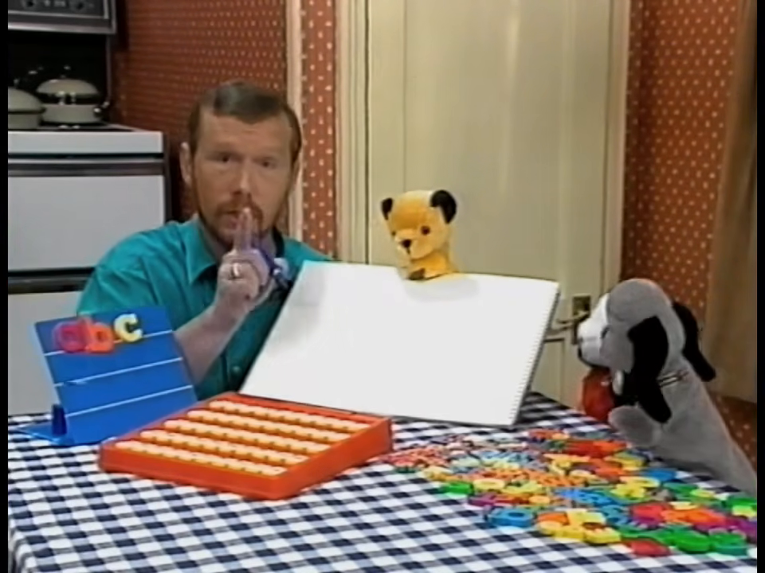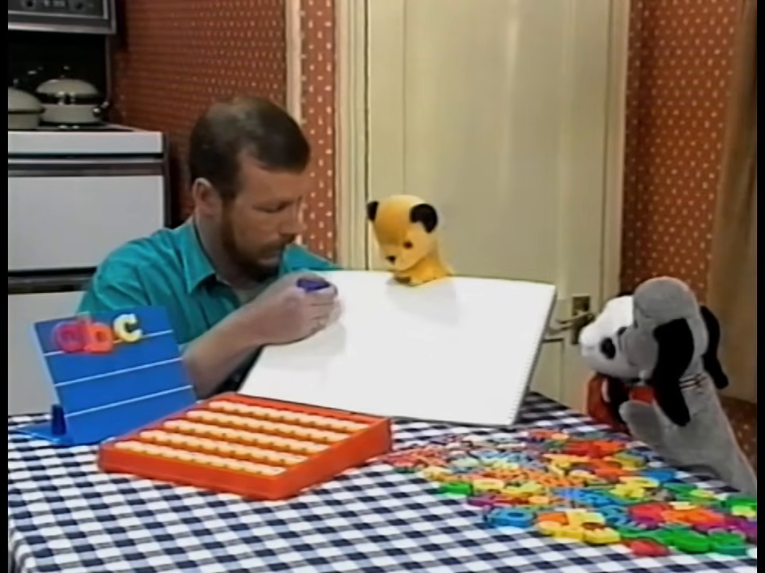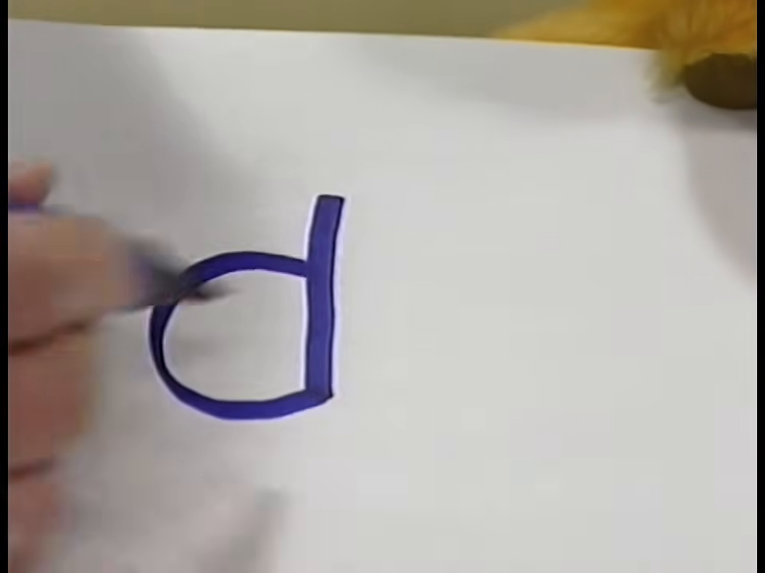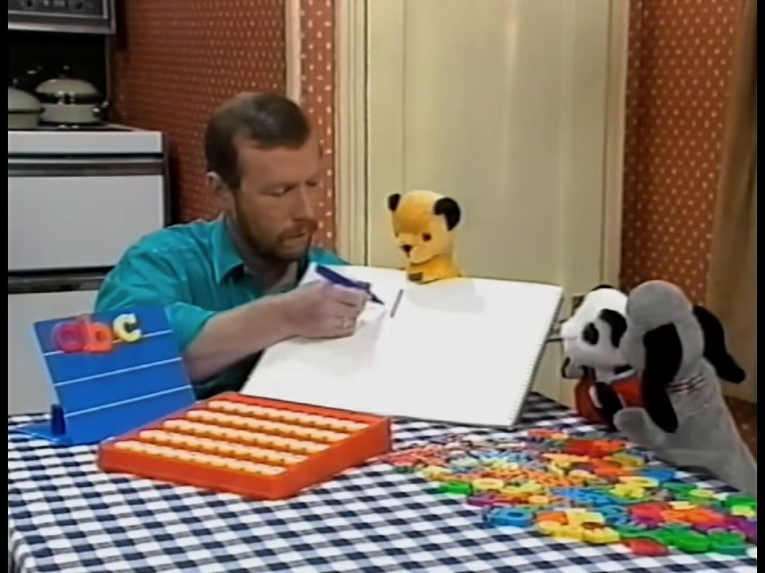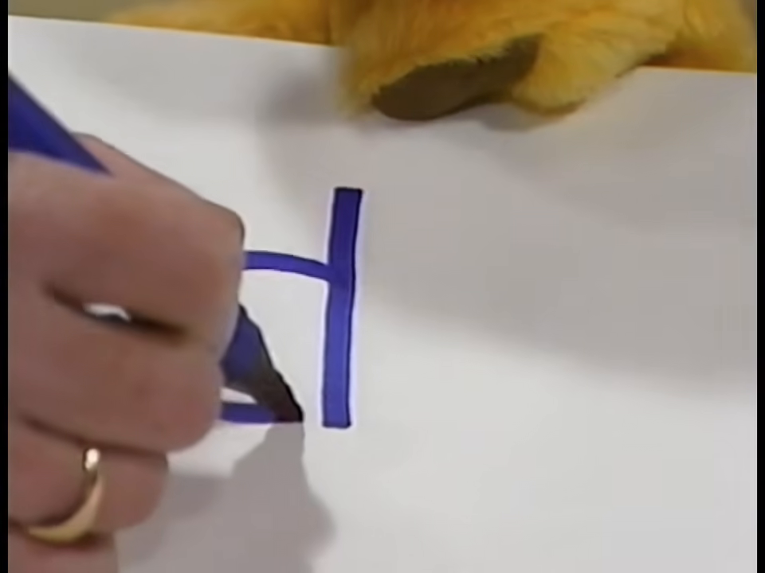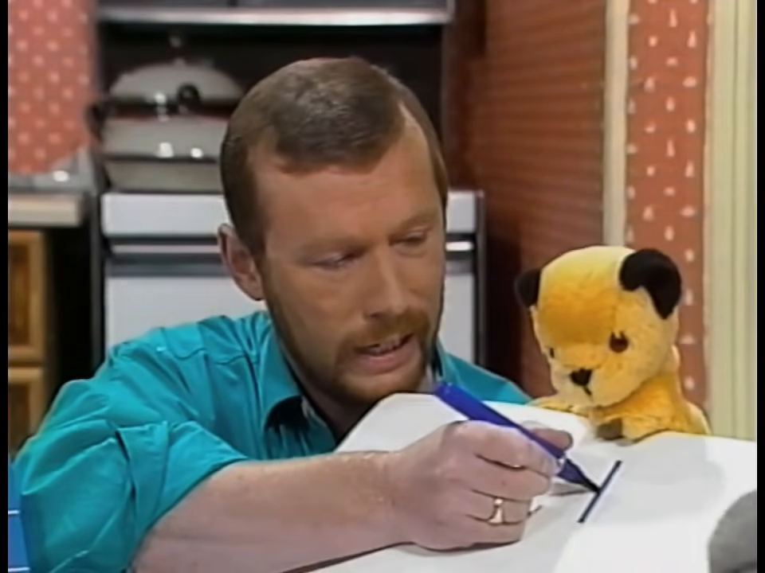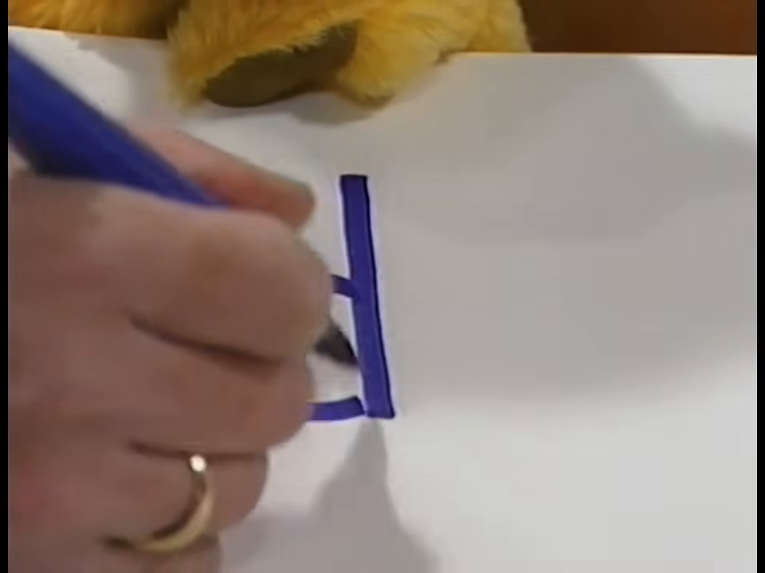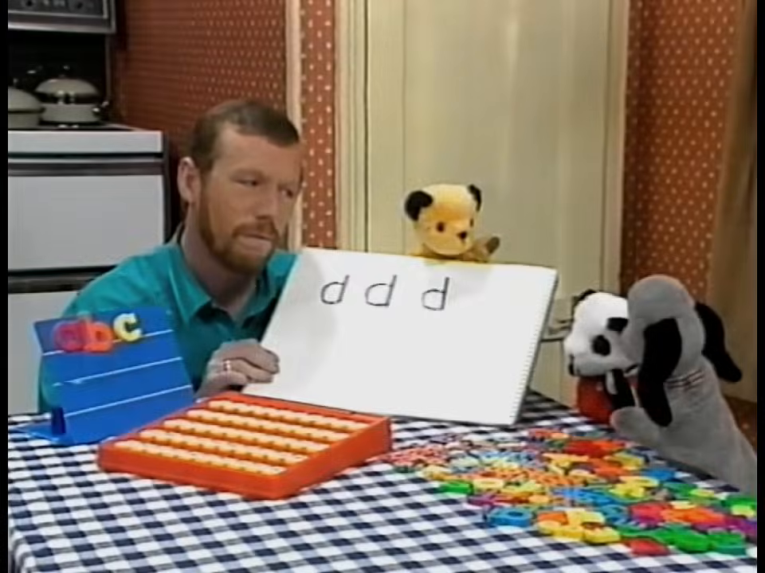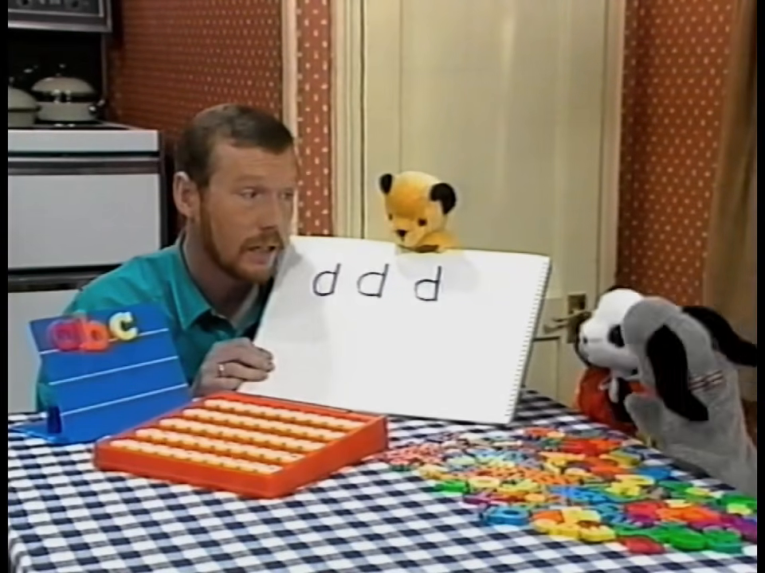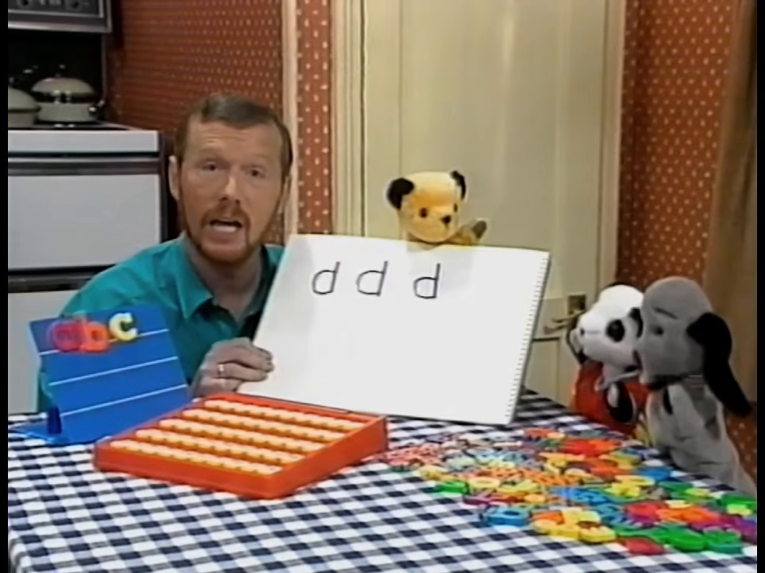A straight line. Join in with us if you've got a pencil and paper. A straight line, followed by a curved line. A straight line, followed by a curved line. Last time. A straight line, followed by a curved line. Sue, you're a very clever panda. What's that sound? Say it, Sweep.